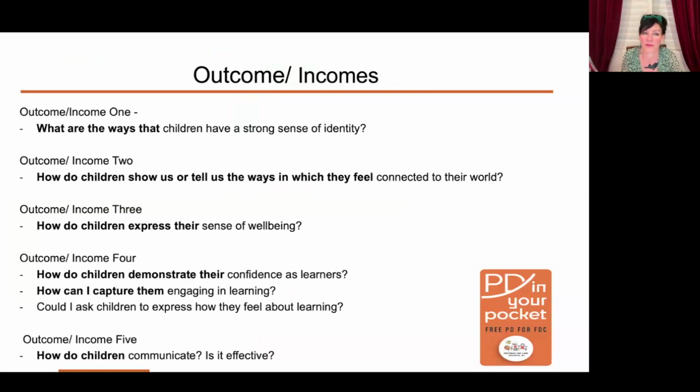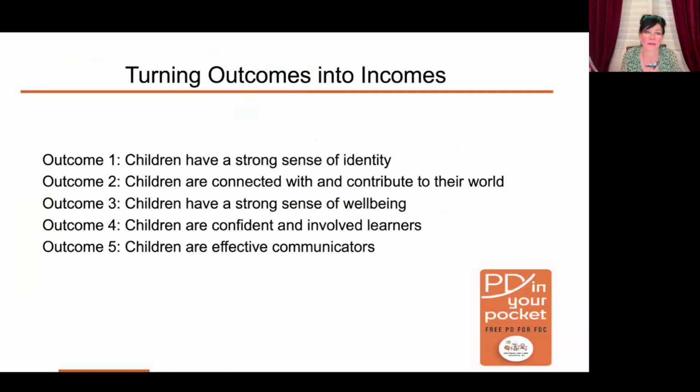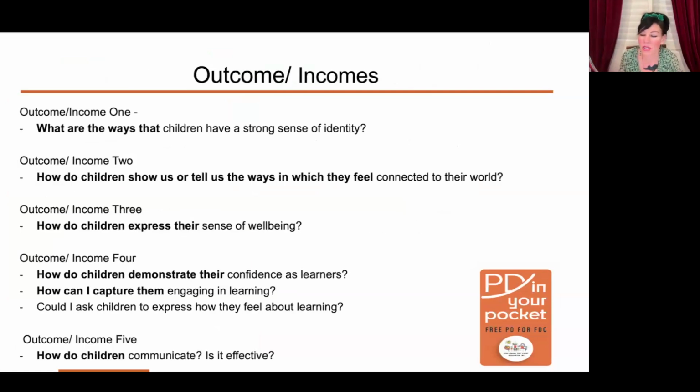Let's just do one of them. So outcome one, children have a strong sense of identity. Well, what are the ways that children have a strong sense of identity? How do we see it? How do we know it? How do children show us or tell us the ways in which they feel connected to their world? How do children express their sense of well-being? How do children demonstrate their confidence as learners? And how can I capture them engaging in their learning?